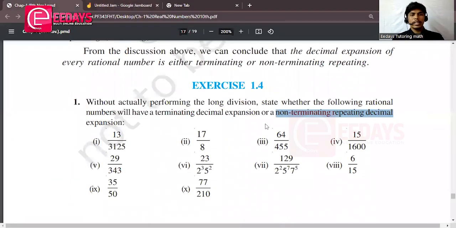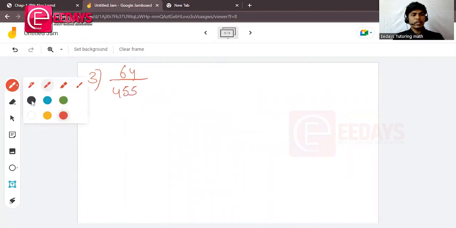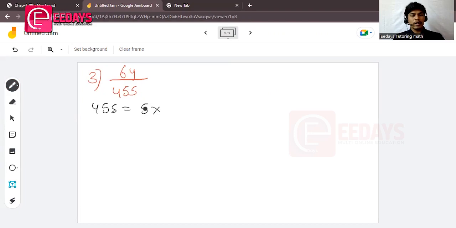The second question we already did, and the fourth one is 64 by 455. Again, the first step is to write the prime factors for 455. So 455 divided by 5, let's do it here, you'll get 91.